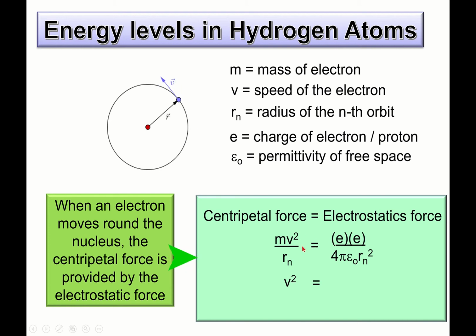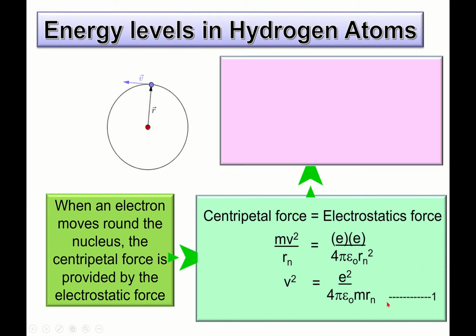From the equation above, we can write v squared equals e squared per 4 pi epsilon naught m r n. So this is equation 1.